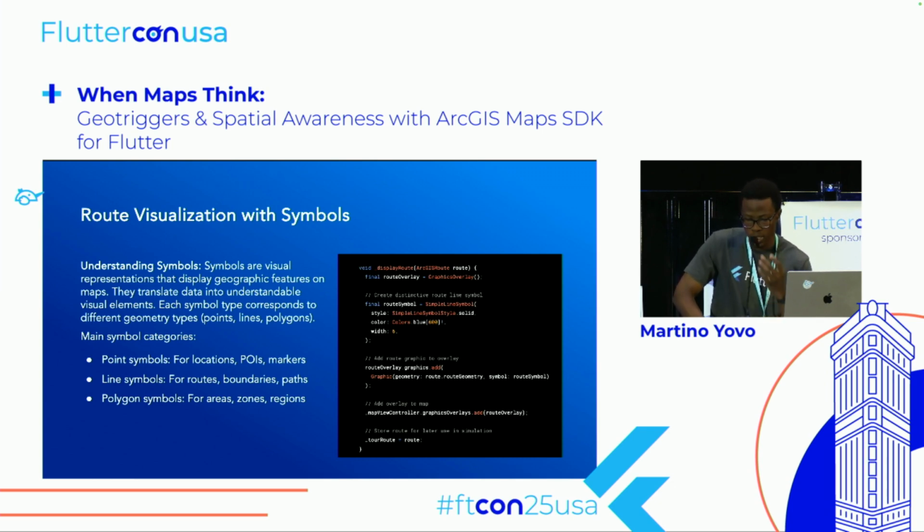And the graphic overlay is going to create distinctive route line symbols for all the places you want to go. So now we have different classes. For the line, you have the simple line symbol class, and you can customize it, like adding the color, the width, and many other things. Once you're done with the customization, you need to add the overlays to the controller, because the controller is responsible for displaying everything on top of your map.